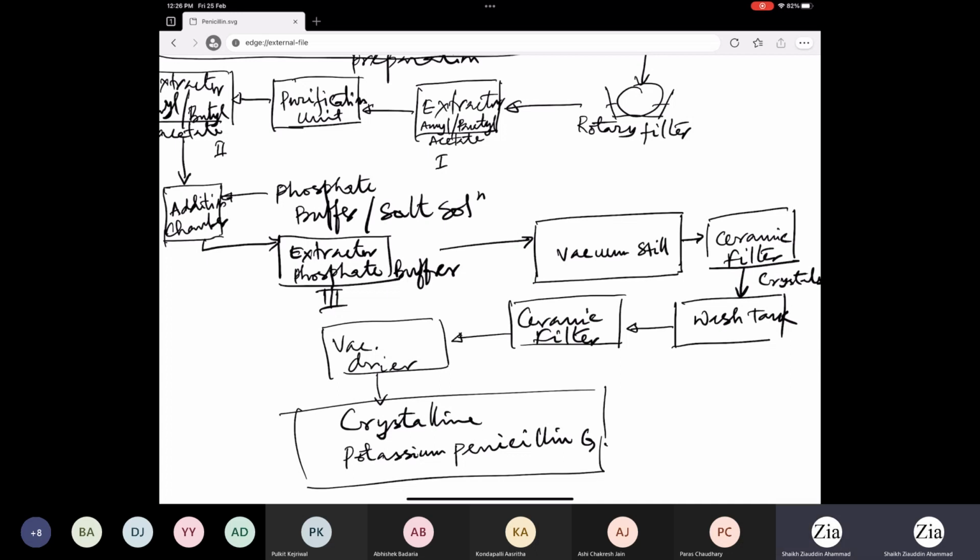Then you will do vacuum drying or low temperature drying or freeze drying, and then you get the final dry product. Then you pack it as per the packaging requirement, and then supply it to the end user. So this is all about penicillin.